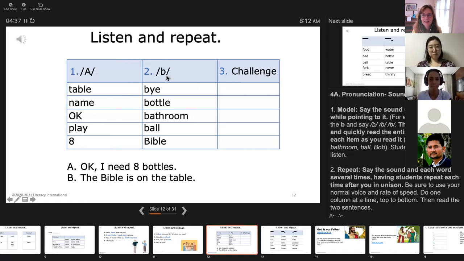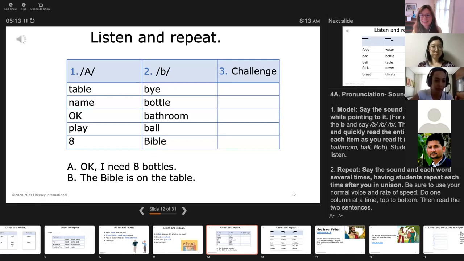This is the sound that's pronounced B, B, B. And it's usually spelled with the letter B. So can you guys repeat? So we can do listen and then we do repeat. So please repeat B, B, B.